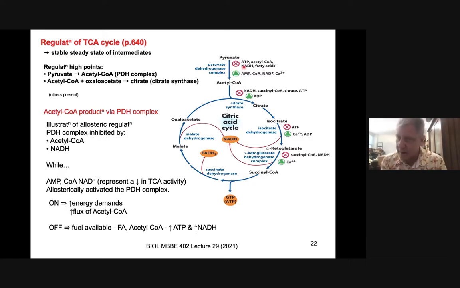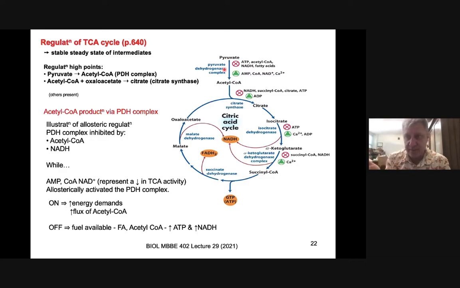NADH, we have a little bit of NADH coming from glycolysis, but the majority of the NADH is coming from the TCA cycle and also from fatty acids. We'll talk about that a little bit today. But ultimately, if the cell is producing and has a lot of store of NADH, why make more? Therefore, NADH becomes a negative allosteric modulator on the pyruvate dehydrogenase complex.